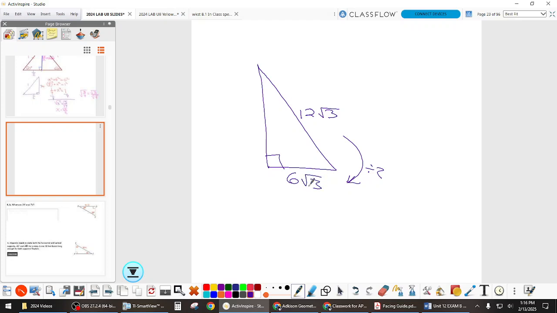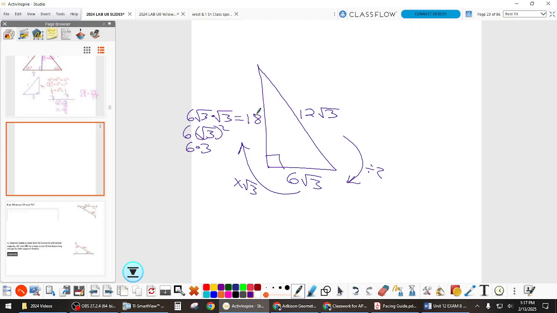6 root 3. Right? We can't divide the square root. We just divide the number up front. So 12 divided by 2. Okay, and then we go to the medium side. How do we go from short to medium? Times root 3. So this is one of those where we get 2 of these root 3s. It cancels the square root. It will be 18 because this is root 3 squared, which cancels the square root. So this is 6 times 3, so 18. Okay.